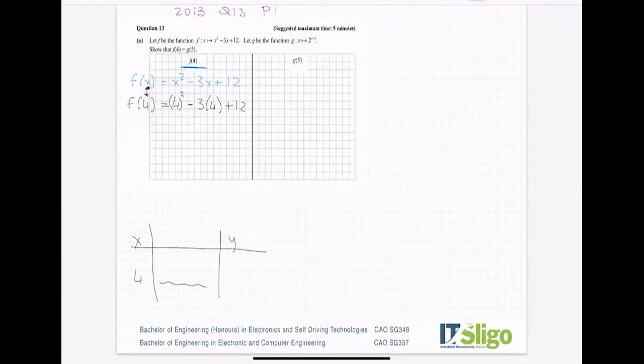And you put that into your calculator. You might have to take your calculator back into comp mode, so that's mode 1, if you had been in table mode to do functions. So it's 4 squared minus 3 bracket 4 plus 12. So I'm getting 16 for that.